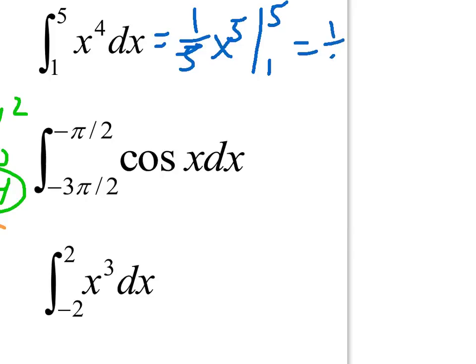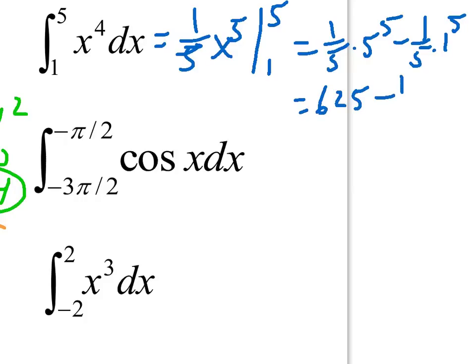So then I do 1/5 times 5 to the 5th minus 1/5 times 1 to the 5th. And this would be 625 minus 1/5, which would be equal to 624.8. This would be the exact answer. Okay, next problem.